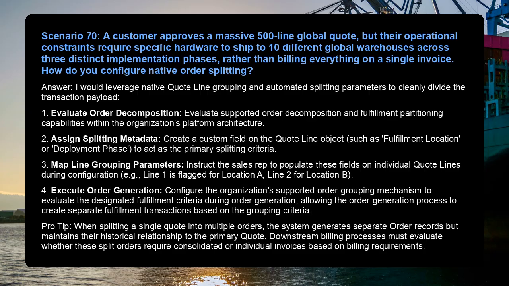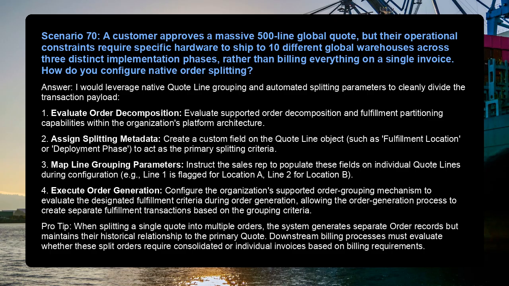For example, line 1 is flagged for location A, line 2 for location B. 4. Execute order generation. Configure the organization's supported order grouping mechanism to evaluate the designated fulfillment criteria during order generation, allowing the order generation process to create separate fulfillment transactions based on the grouping criteria.